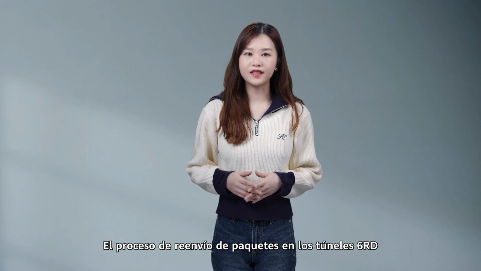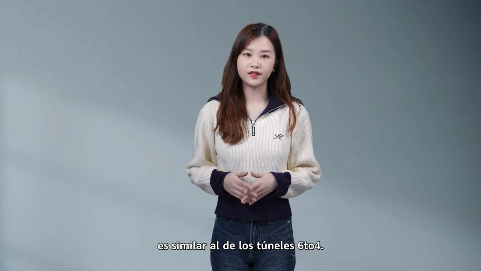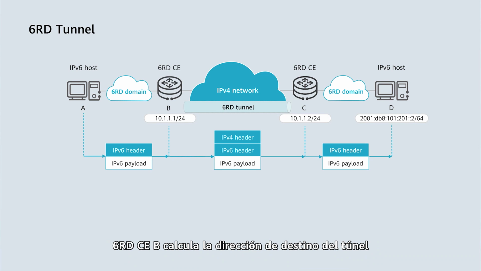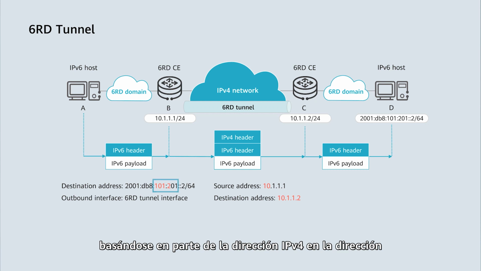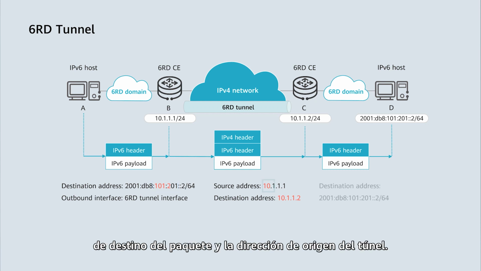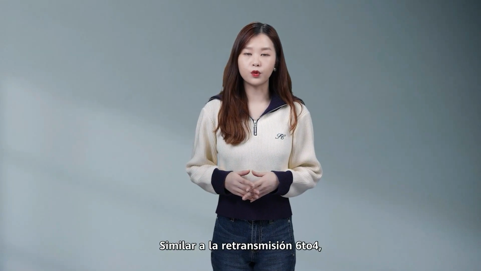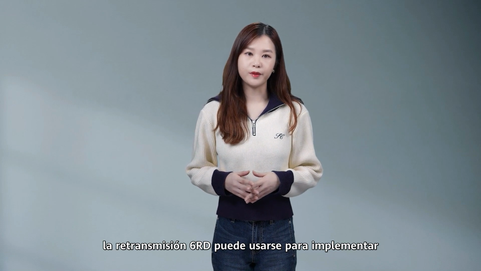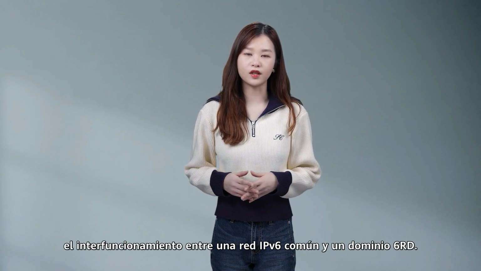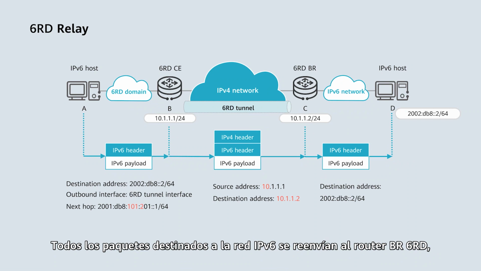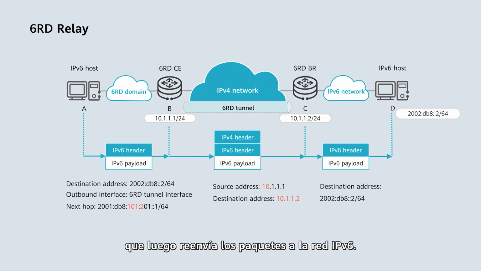The packet forwarding process in 6RD tunnels is similar to that in 6to4 tunnels. After receiving an IPv6 packet from node A, the 6RD CE calculates the destination address of the tunnel based on part of the IPv4 address in the destination address of the packet and the source address of the tunnel. It then forwards the IPv6 packet. Similar to a 6to4 relay, a 6RD relay can be used to implement interworking between a common IPv6 network and a 6RD domain. All packets destined for the IPv6 network are forwarded to the 6RD BR router, which then forwards the packet to the IPv6 network.